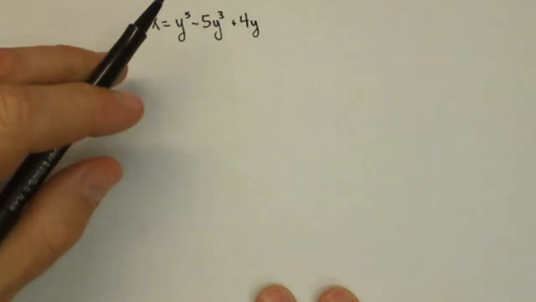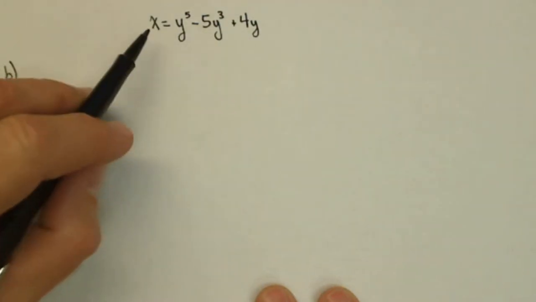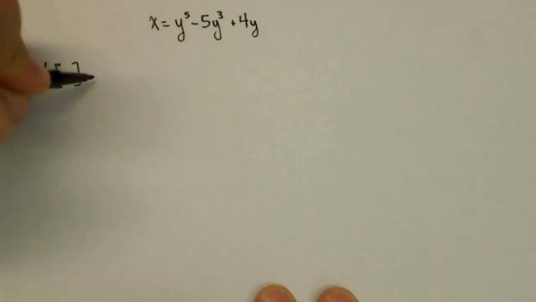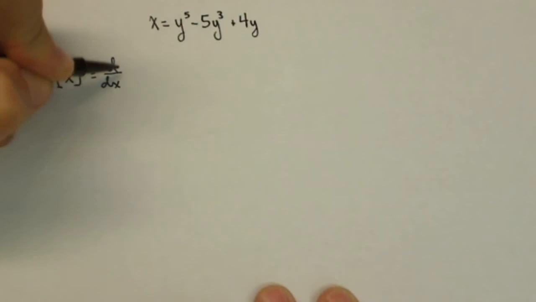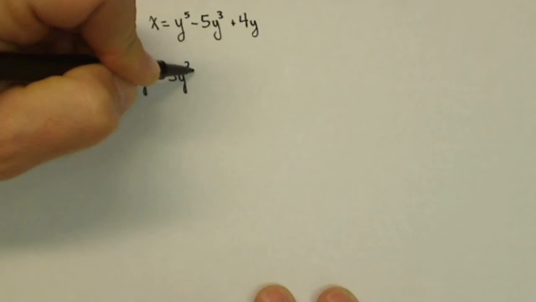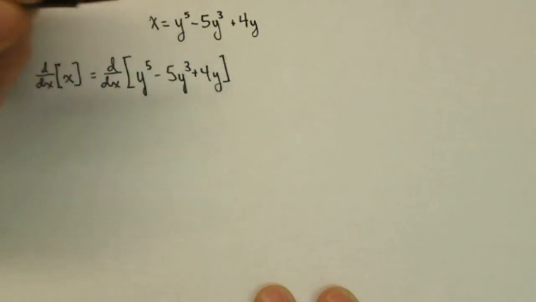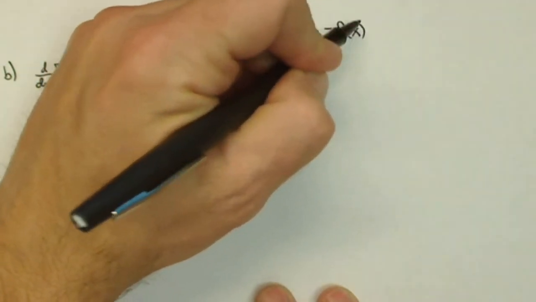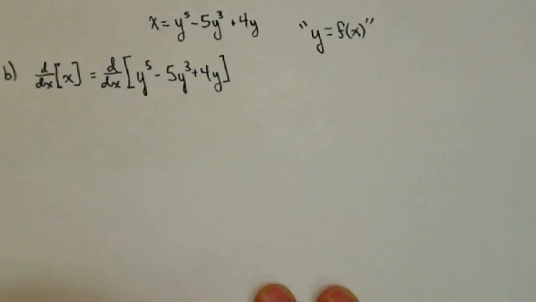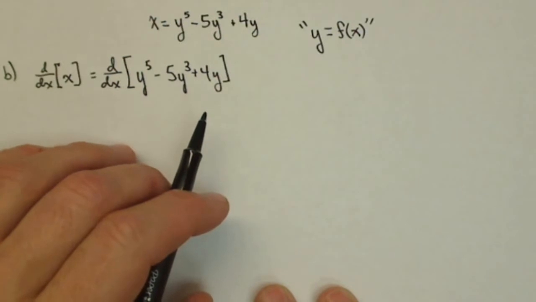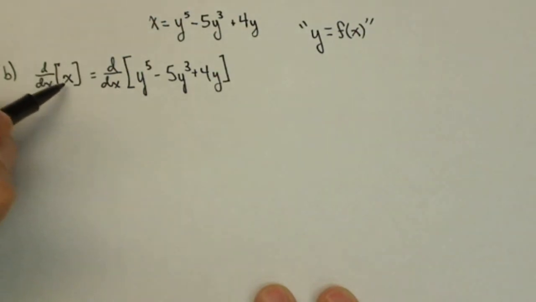So let's go ahead and do that. We're going to differentiate both sides with respect to x. So we're going to do d/dx of x and d/dx of y to the fifth minus 5y cubed plus 4y. Now remember, we're thinking of y as some function of x. It's an implicitly defined function of x. So anytime we take a derivative of a y term, it's going to be a chain rule. Now when we do the derivative of x with respect to x, that's easy.